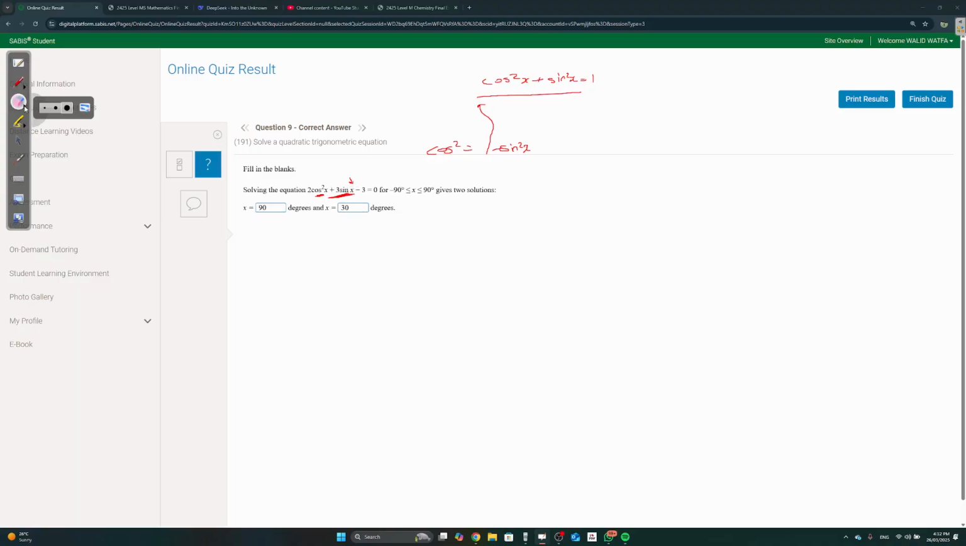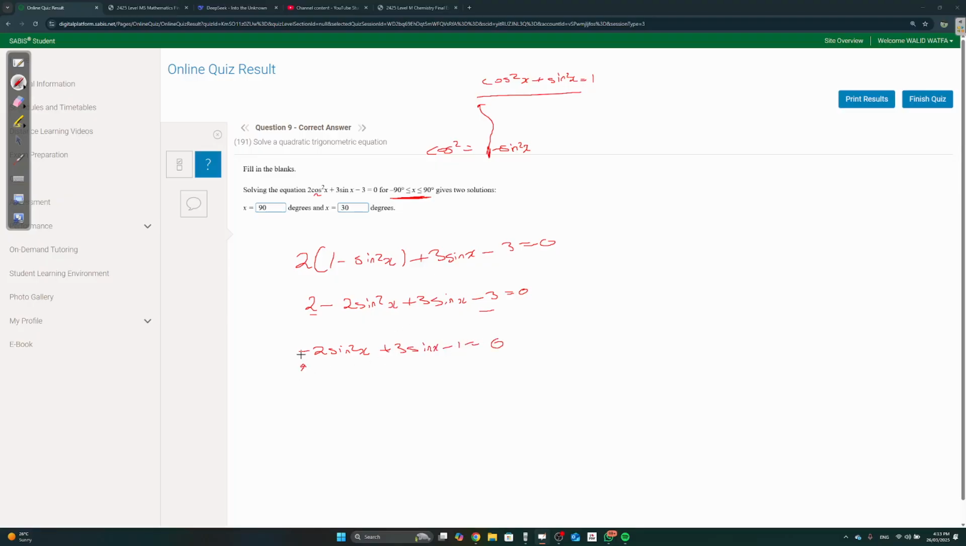So that means I want to manipulate it and turn it into sine x. How can I change it into sine x? You have cosine squared. You know that cosine squared is 1 minus sine squared. So let's rewrite this as 2 times (1 minus sine squared x) plus 3 sine x minus 3 is equal to 0. And take a look at the domain. Don't miss it. So you're going to get 2 minus 2 sine squared x plus 3 sine x minus 3 equals 0. Okay, simplify the 2 and the 3, and we're going to get minus 2 sine squared x plus 3 sine x minus 1 is equal to 0.